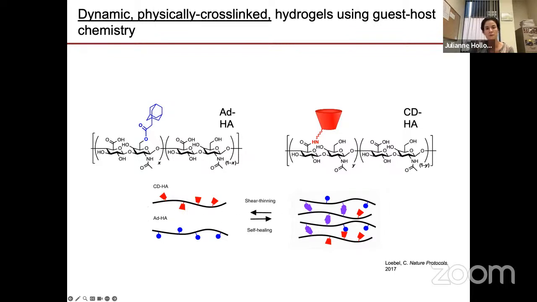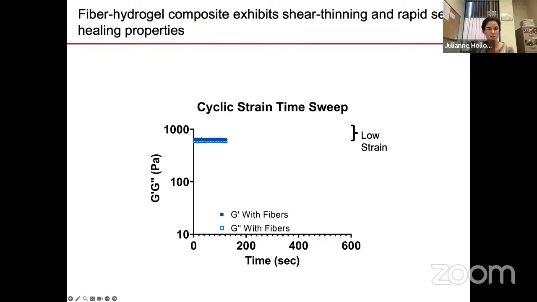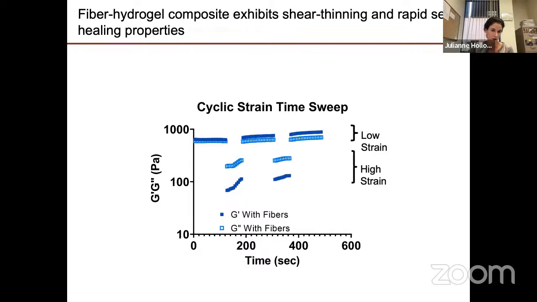We can see this in this cyclic strain time sweep where we add a low strain, we have a gel. We add a high strain, it turns into a liquid, and this is quite repeatable. And you see that the transition from liquid to gel and back and forth is quite fast. So rapid self-healing, rapid shear thinning.